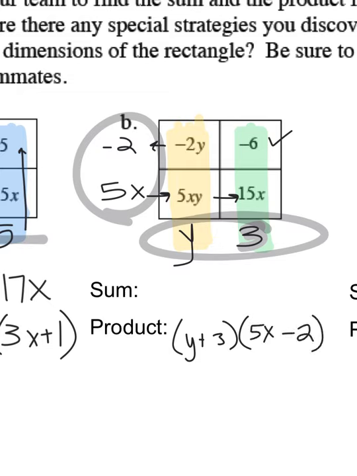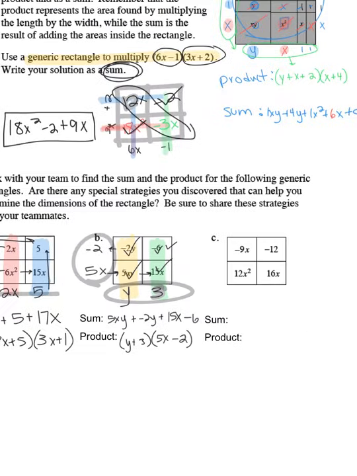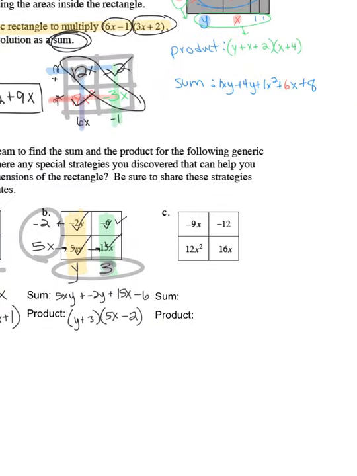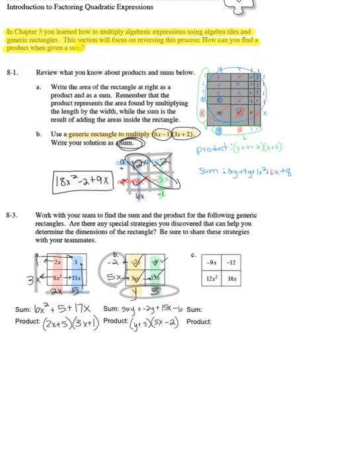The order does not matter as long as you have them grouped with the parentheses. And the sum is just listing the tiles that you see. There's a 5xy tile plus a minus 2y tile plus a 15x and plus or minus a 6x tile. You'll try the last one on your own, writing it as a sum and as a product before you turn in the assignment.